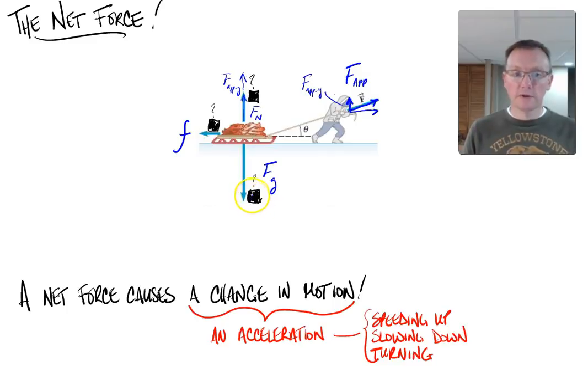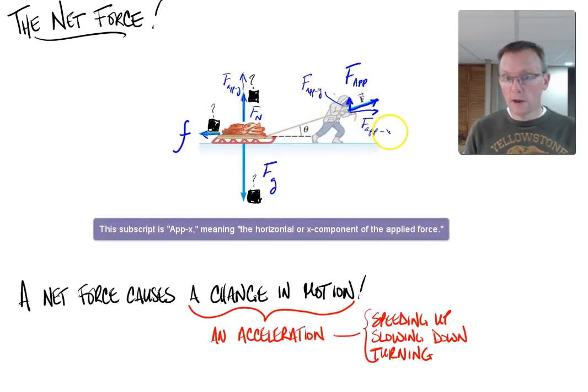Now, here's the next question. If I have this friction force right here, like so, and I have this horizontal right there, the applied horizontal in the x direction, right?